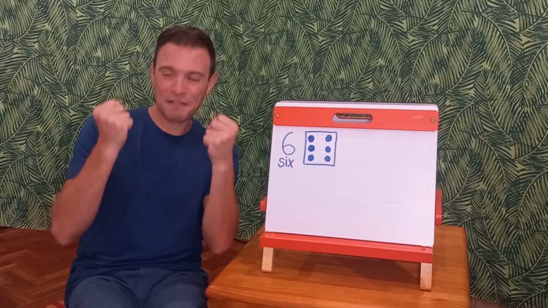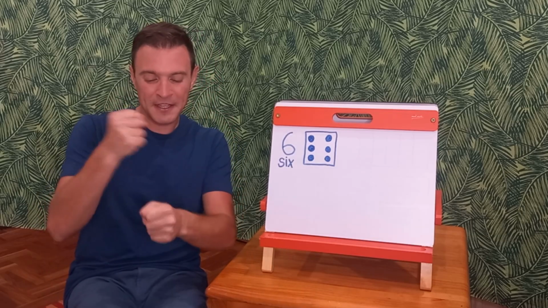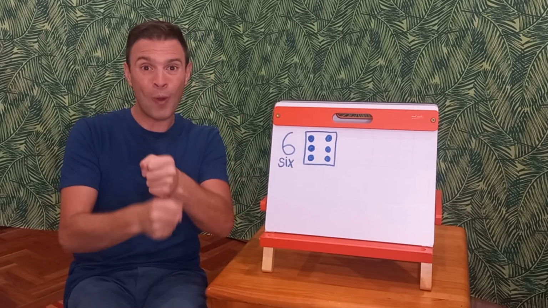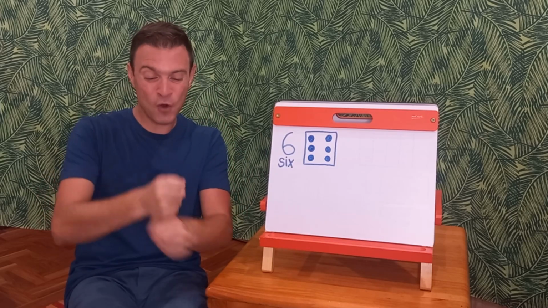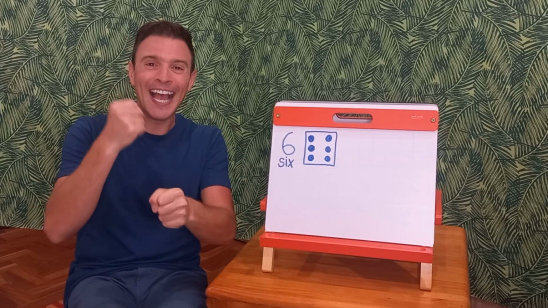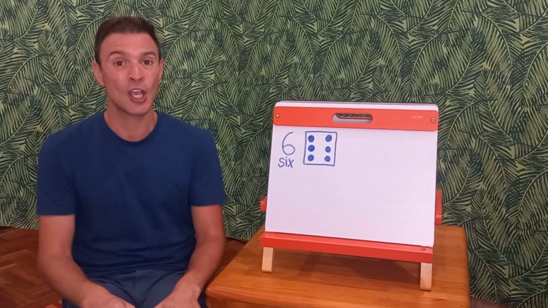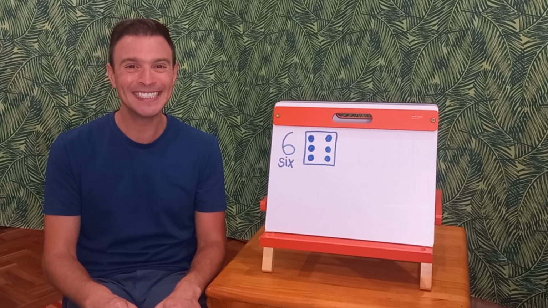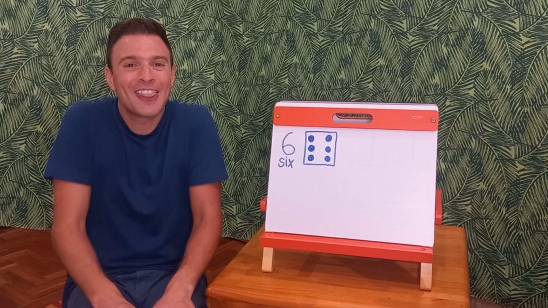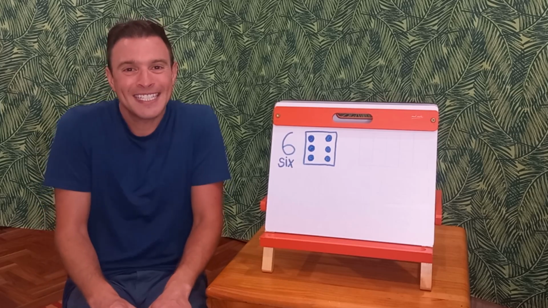Okay everyone, get your fists ready. We are going to give 6 fist bumps. Ready? 1, 2, 3, 4, 5, 6. And now get those shoulders moving because we are going to give 6 shoulder shrugs. Ready? 1, 2, 3, 4, 5, 6.